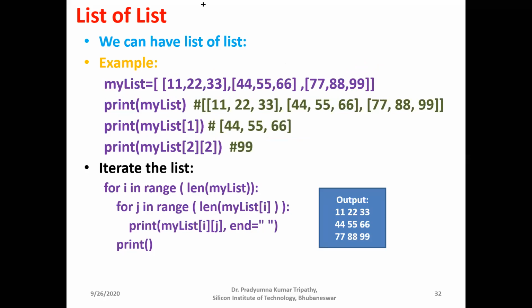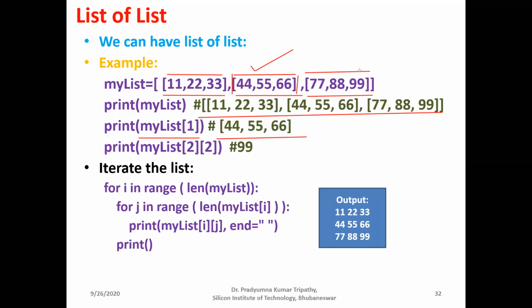So see here, the initial list is this one. In my list, I have 3 elements, and each of these elements is a list. If I print my list, it will get printed, there is no problem. But if I write my list of 1, my list is the entire one, so index 1. This is index 0, this is index 1. So this entire list will get printed, and this is my output. There is no problem.